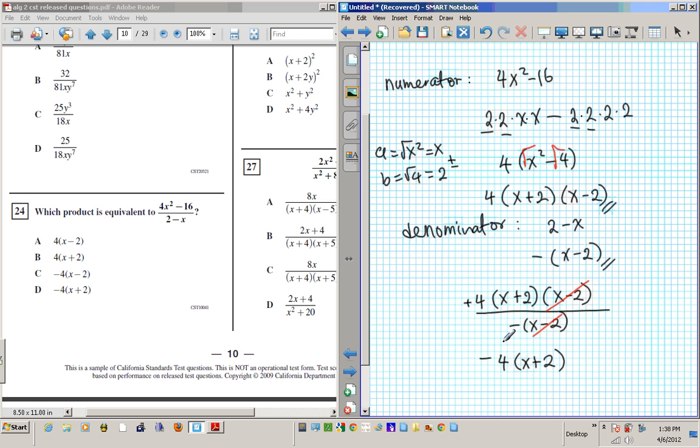Alright, so for number 24, your answer is C. No, I'm sorry, D. The answer is D. Okay, so don't forget, anytime you switch the order, you always have to put a minus there. Okay, if you didn't, you would have got the wrong answer. You would have got B as the answer.